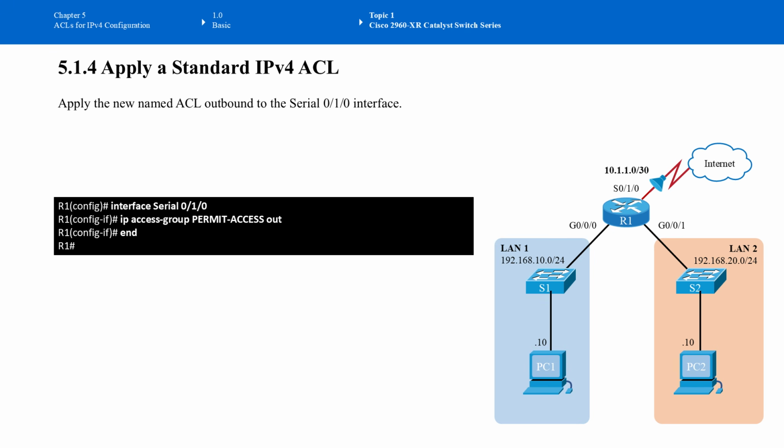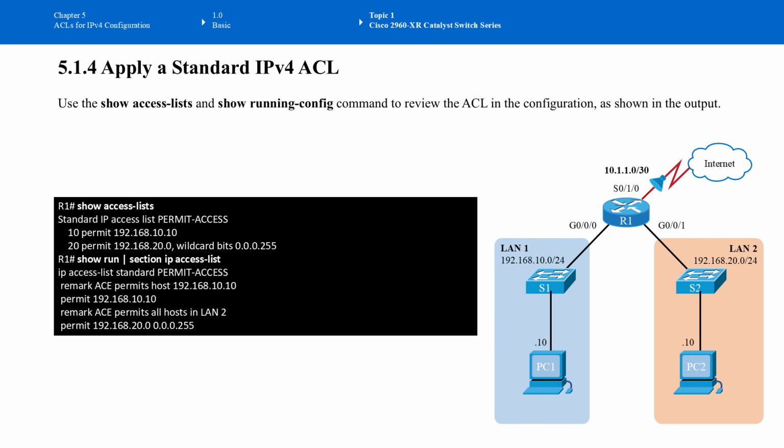Apply the new named ACL outbound to the Serial 0/1/0 interface. In global config mode, first we need to enter the interface. Use the command interface serial 0/1/0. And now we enter ip access-group, and then the name, permit-access, and this is out. Use the end command to exit the interface config mode. We have applied all the ACE configuration.